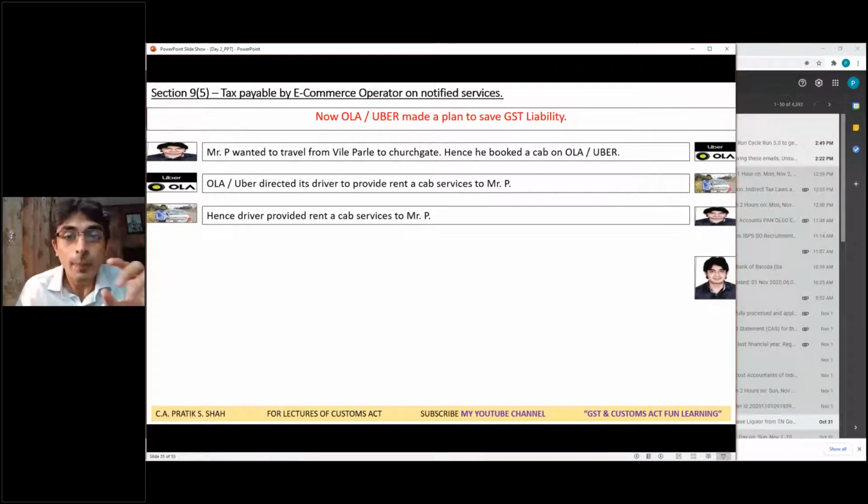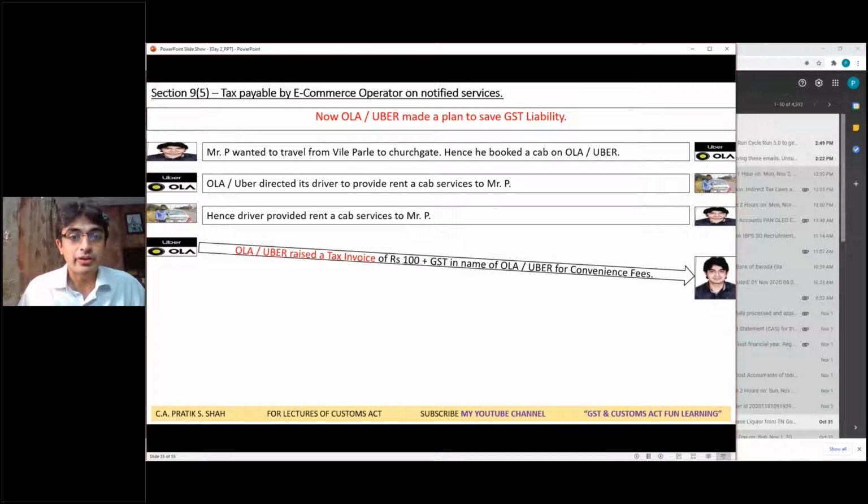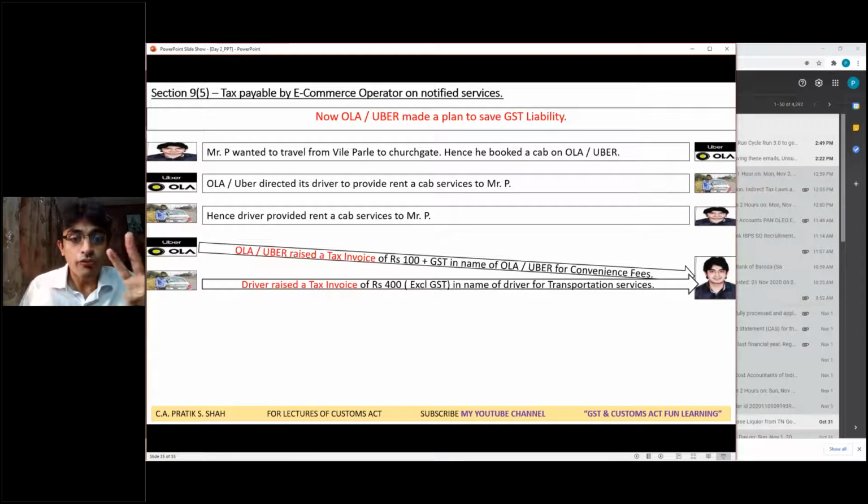This is the same. But when you see the invoice, there is a change in the invoice. Why? This time, Mr. P has received 2 invoices. First invoice in the name of Ola Uber, 100 plus GST as convenience fee, same. But the second invoice is in the name of the driver, 400 rupees, and the driver is not earning 20 lakh. So on that 400, there is no GST. You saw the point? Ola divided the invoice.